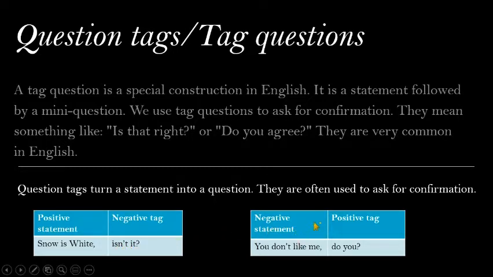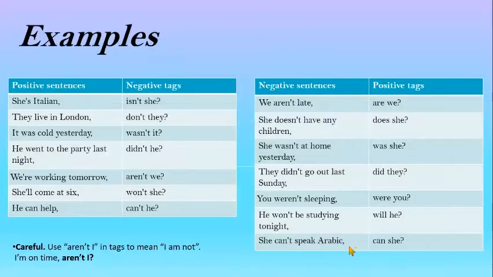And the same happens with a negative statement, so we should say a negative statement and then try to guess the positive. Sorry, it should be negative statement. For example, you don't like me, do you? So if we say something positive, that question should be negative. If we say something negative, that question should be positive. And we are going to see some examples of that.